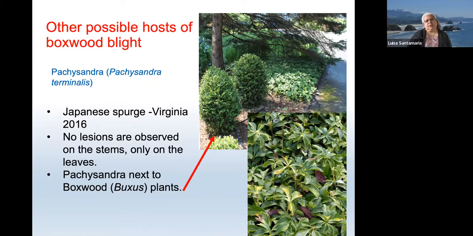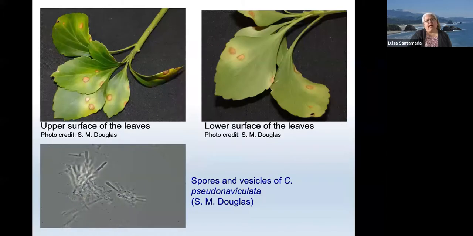Other hosts have been identified, like one of them is Pachysandra. In 2016, they identified some lesions on the plants, and actually they were close to boxwood blight. So after they moved these plants to the lab, having these kind of lesions, they isolated the pathogen that is the same for the boxwood blight. So Pachysandra is considered another host for the boxwood blight.